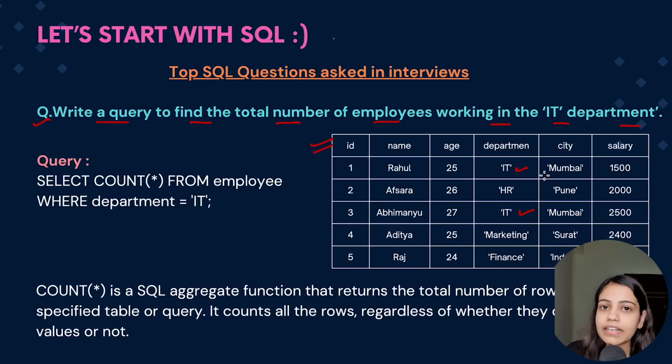Now to find the number of employees or the total, or you can say count, we use an aggregate function, that is count. So count is a SQL aggregate function that returns the total number of rows in a specified table or query.